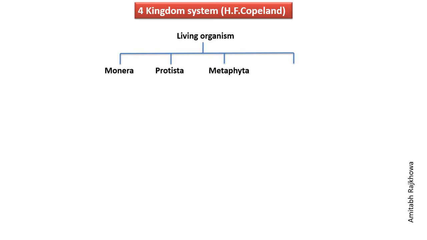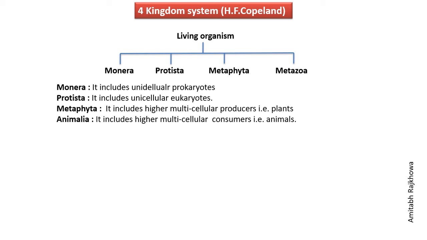Haeckel's 3 kingdom system was modified by H.F. Copeland. He classified the living organisms into 4 kingdoms. These are Monera, Protista, Metaphyta, and Metazoa. In Monera, unicellular prokaryotes are included. In Protista, unicellular eukaryotes are included.